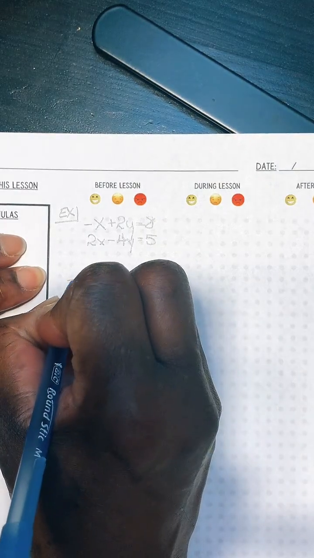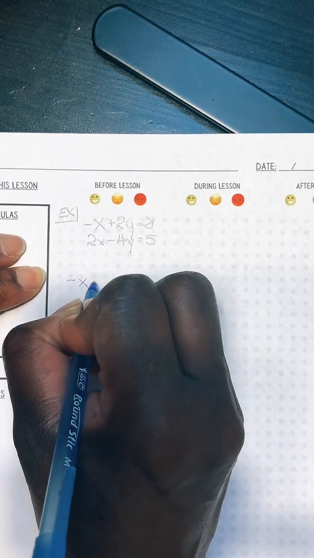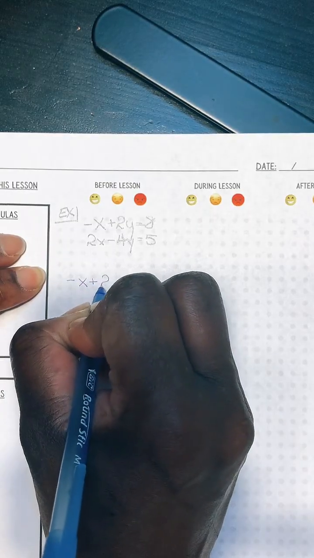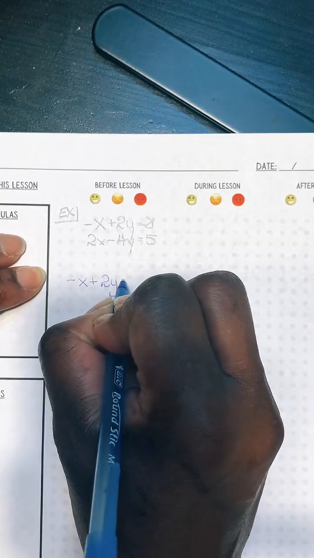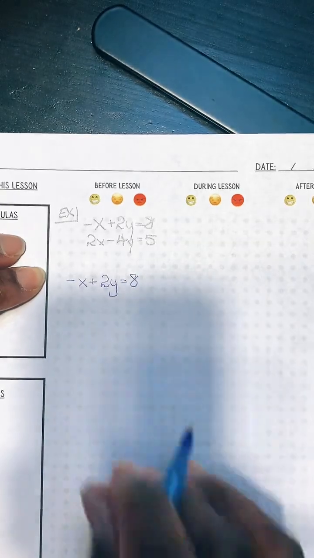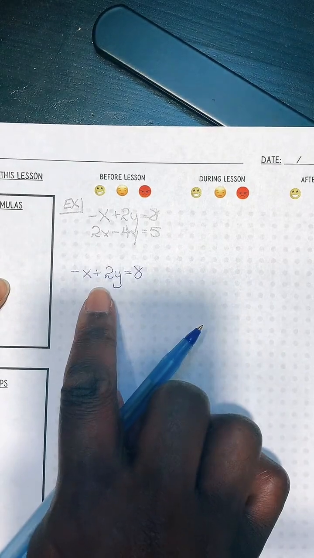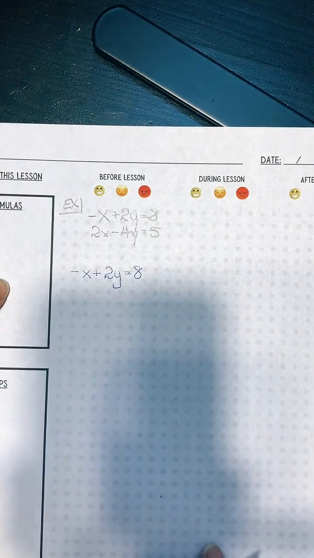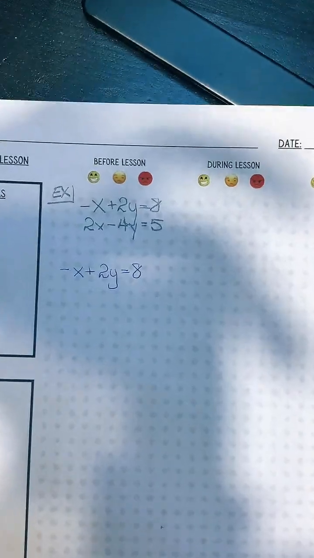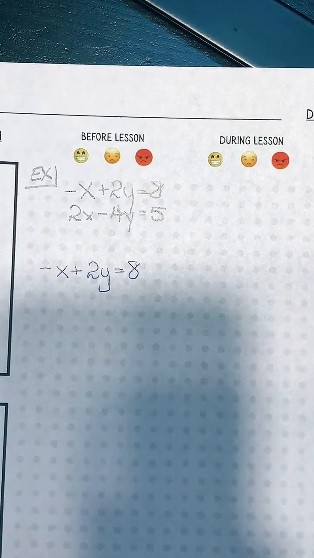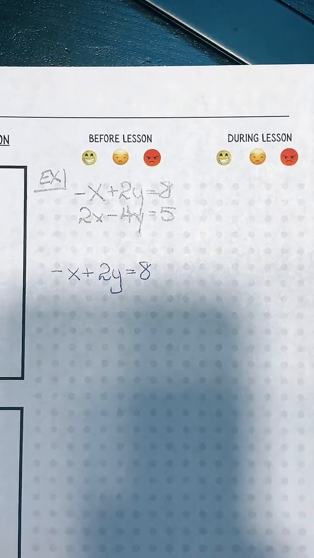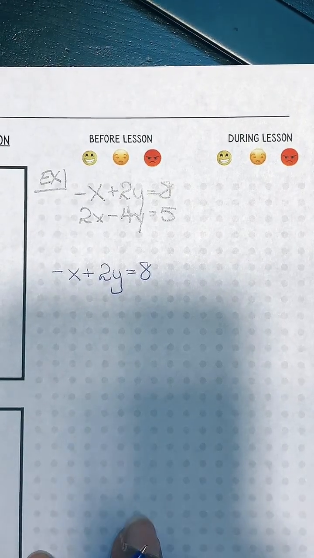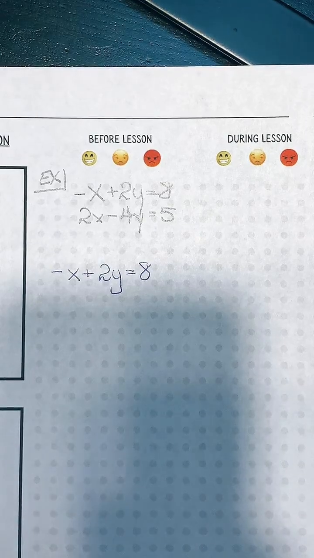So we have the first equation, which is negative x plus 2y is equal to 8. So we want to solve this equation for y. Let me see if I can zoom in a little bit so we can stop squinting. All right. So we're going to add one what? What's missing?